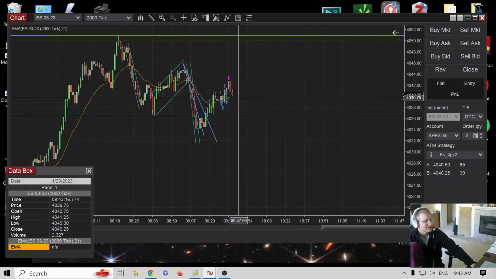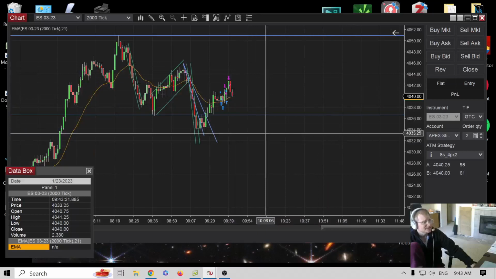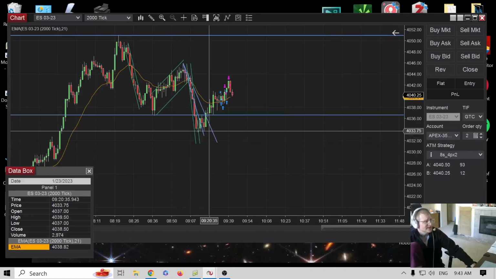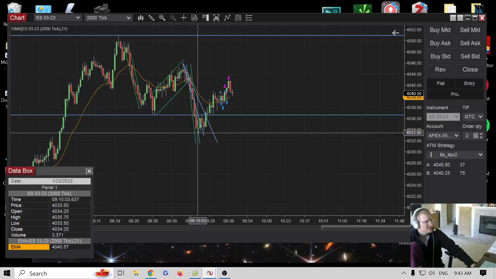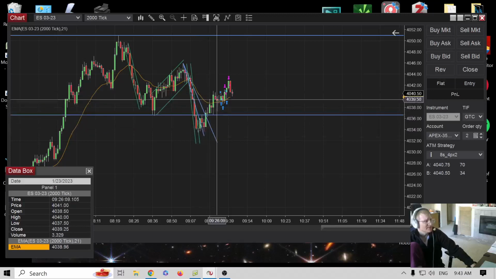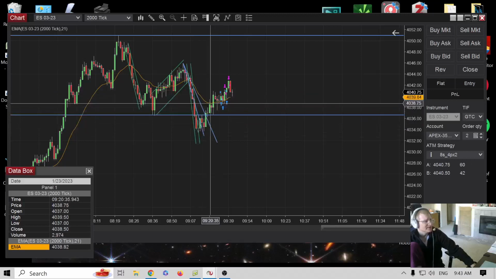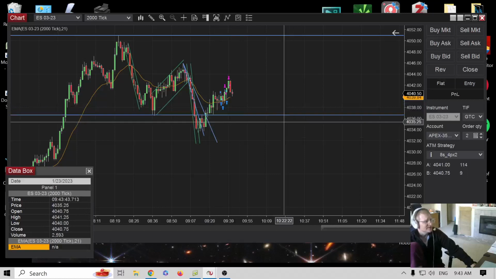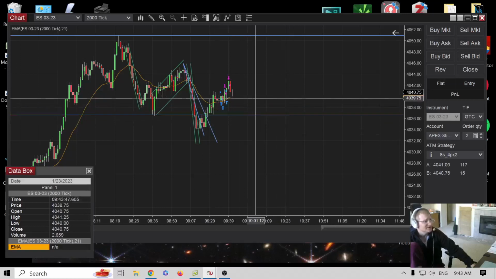So pull back to the EMA. Let's see what it does. This was a lower high. Actually, we could have seen that. Excuse me, a higher low. There was our low, higher low, double bottom. That could have been an indicator that it was going to make it back up to the EMA. Those to me are neat trades, but I am not there yet.